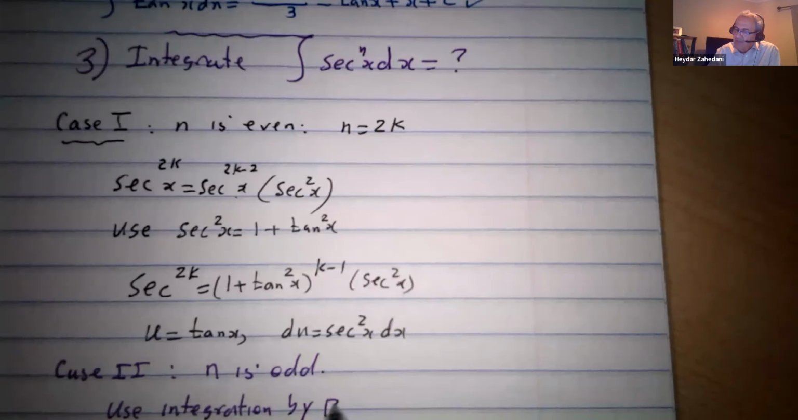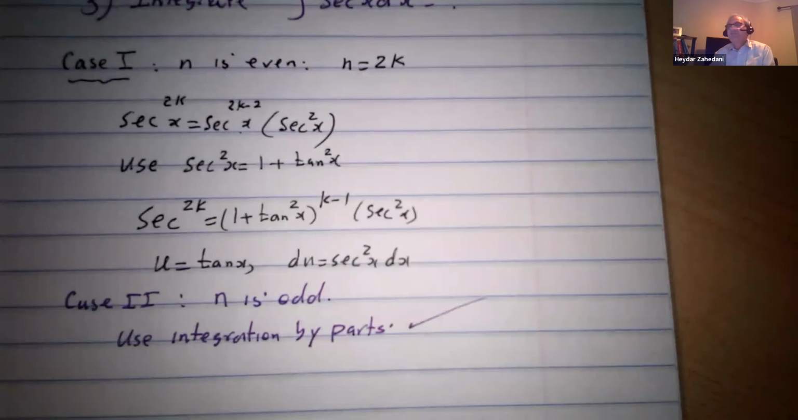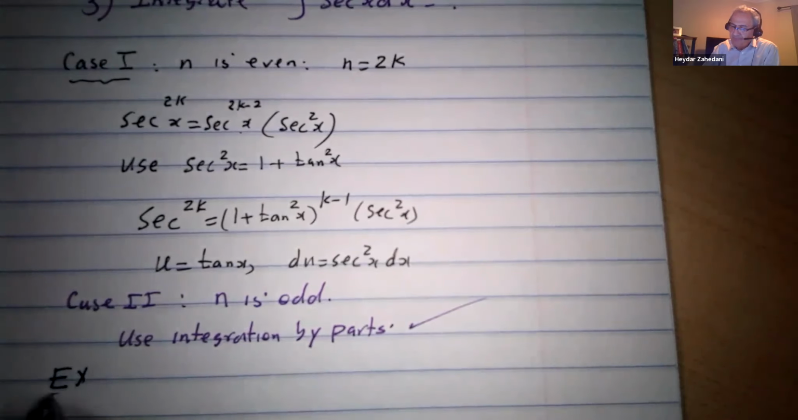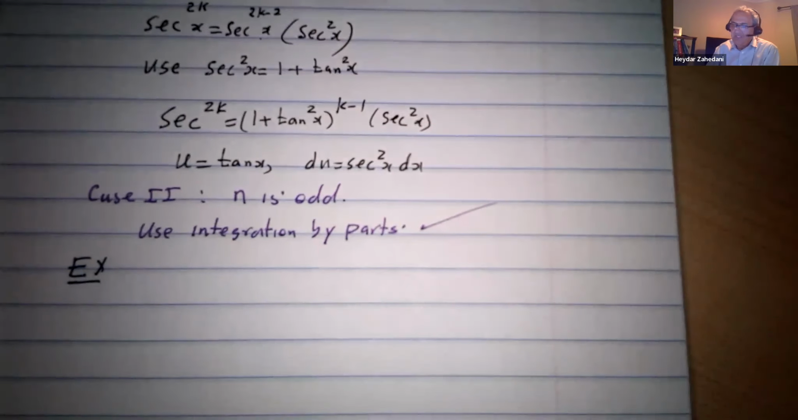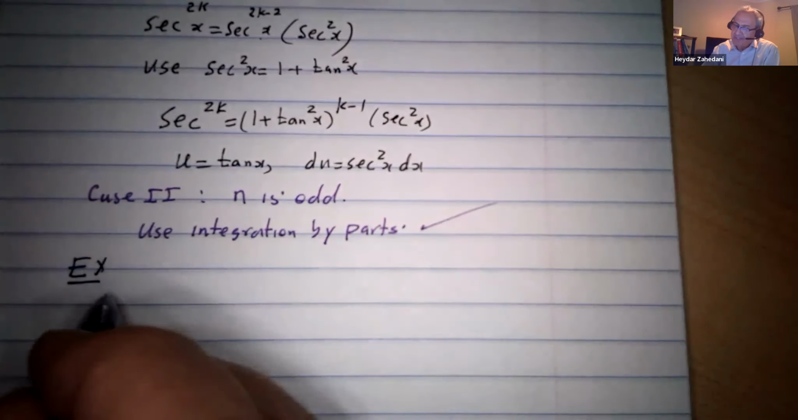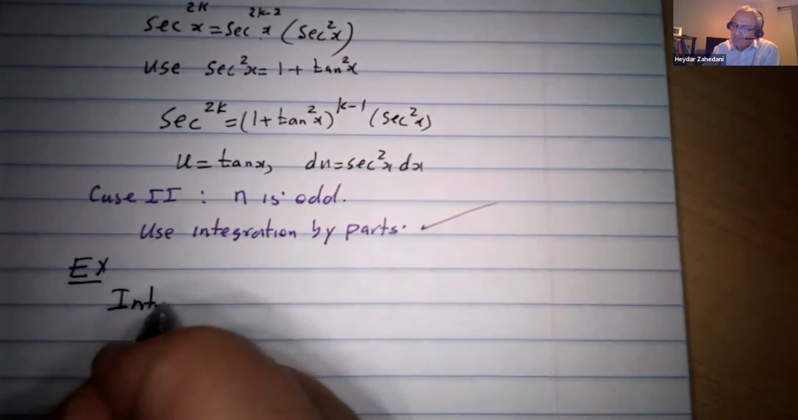Integration by parts. For the odd exponent, you can do it. I'm going to show you, there are some very popular examples of this one. With the even power, we can go with this. So, example, for the even, we can go with the integrate.